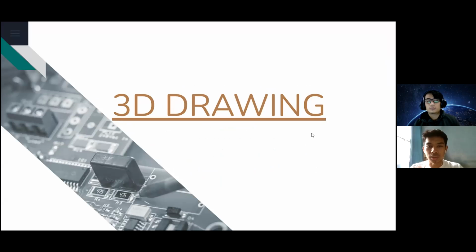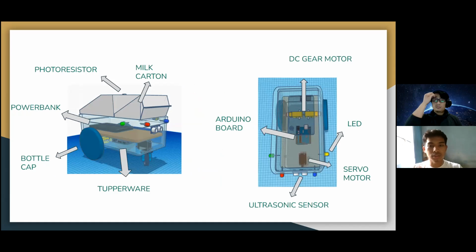Thanks to Ashokani. Next, I will present about the 3D drawing. As we can see here, these are two photos where I have labeled the items that we use for this car. The first one is the milk carton we use on the top of the car. Then the second item is the photoresistor, which detects the absence of light. Next, we use the power bank as an energy source for our car. Next, a bottle cap as a tire and Tupperware as the main body.